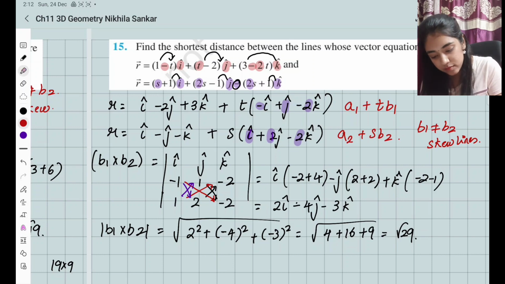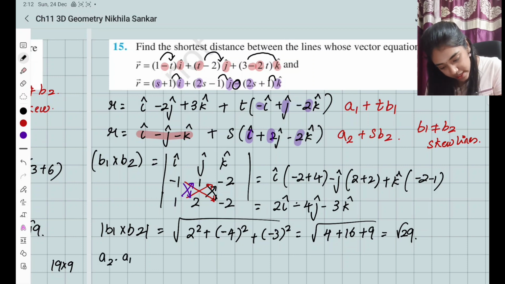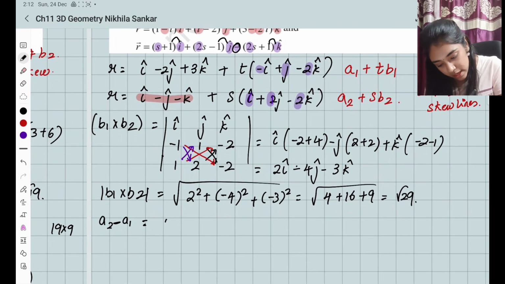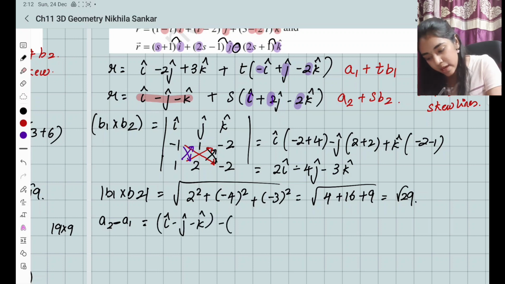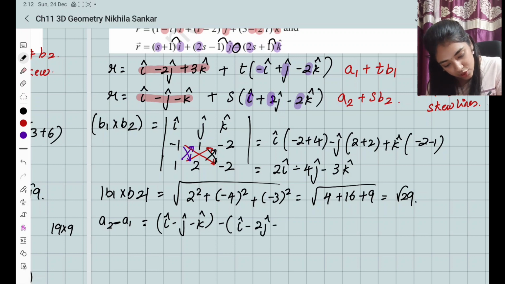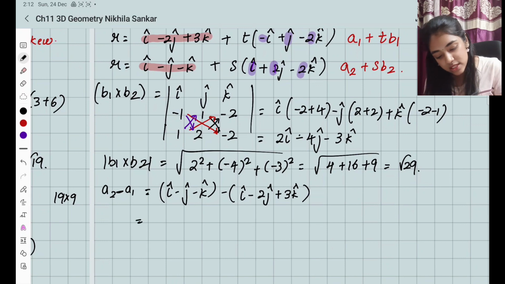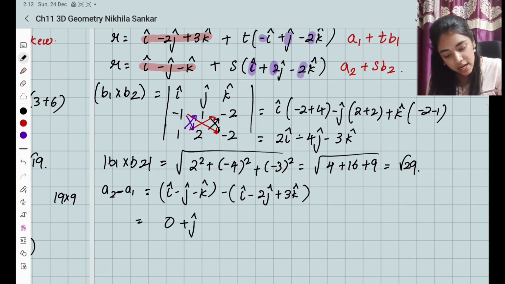A2 is going to be I minus J minus K. So A2 minus A1 is going to be I minus J minus K minus A1, which is I minus 2J plus 3K. So I minus 2J plus 3K. If you remember the formulas, you can easily do this. So this is I minus I is 0. Minus J plus 2J is going to be plus J. Minus K minus 3K is going to be minus 4K.